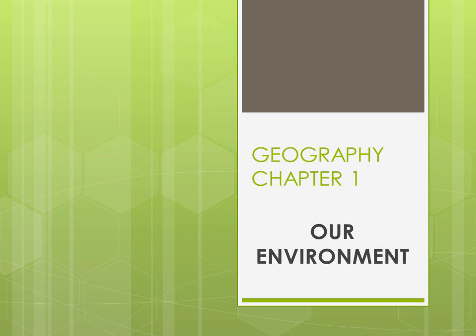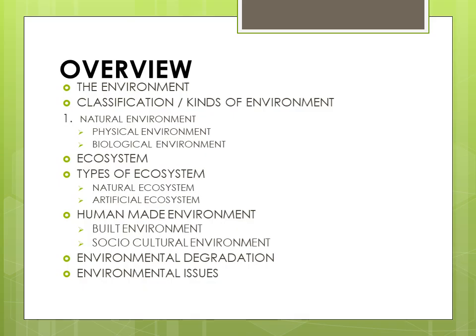In this chapter, we will discuss the following topics. Let's overview the topics: the environment, kinds of environment. Number one, the natural environment. It consists of the physical environment, the biological environment. Then ecosystem. There are two types of ecosystems: natural ecosystem and artificial ecosystem.